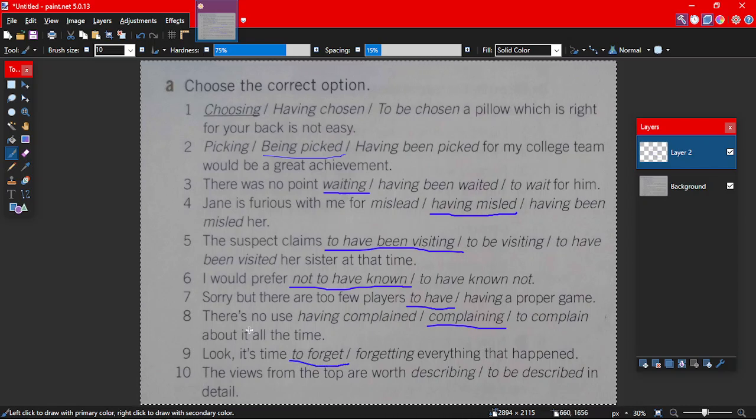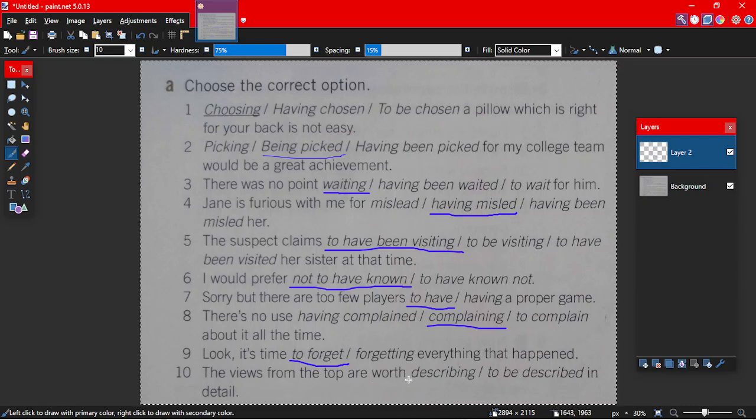Nine, look, it's time to forget everything that happened. Great. Yeah, that's the structure. It's time to do something. Okay, yeah.